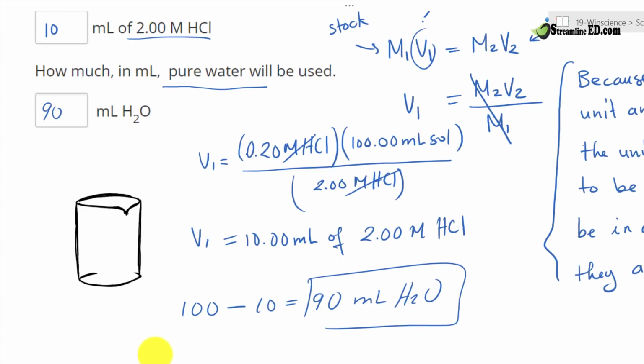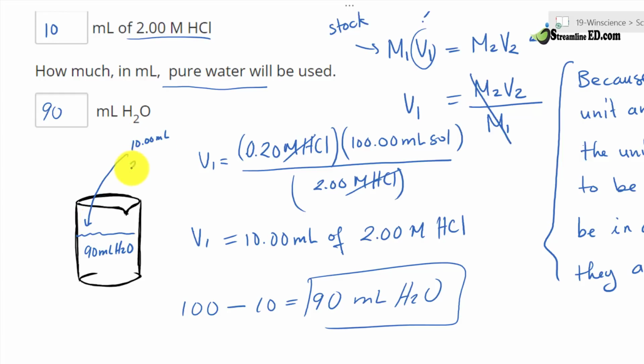Now to prepare this solution, what we need to do is this. We need to add 90 milliliters of water first. This needs to be added first. And then we are going to add in 10 milliliters of 2.00 molarity HCl. The process of adding water in first is extremely important, because if we have a very concentrated acid or base, no matter how concentrated it is, if you add it into a large amount of water, it would be safe. And that's the reason why we add water in first. Always water first, okay?